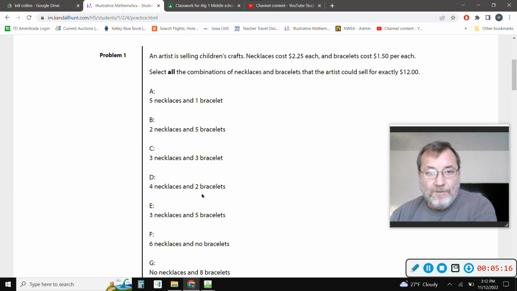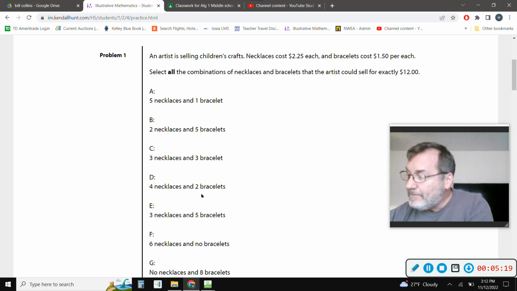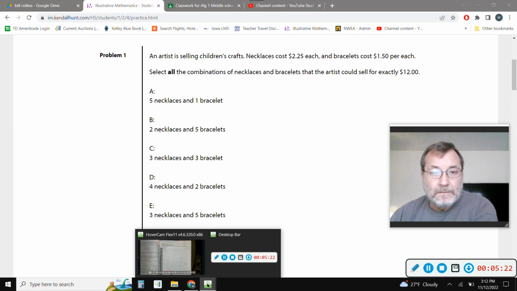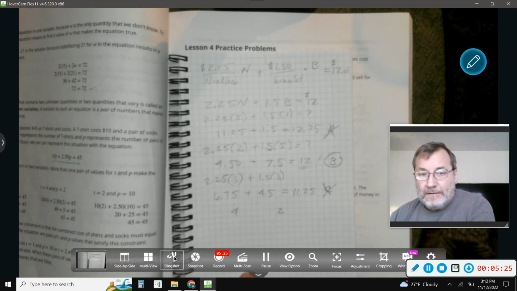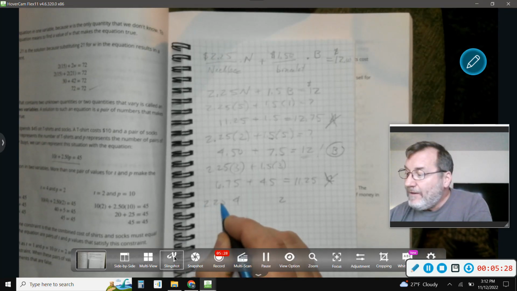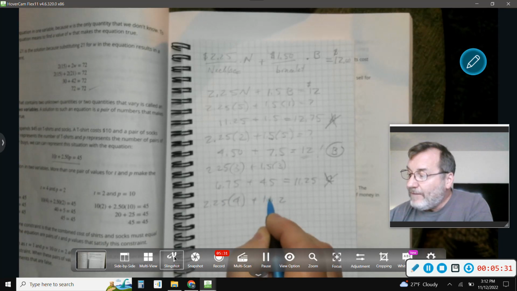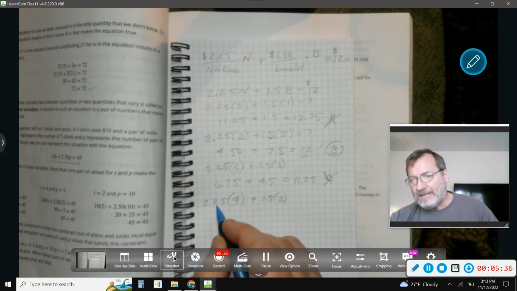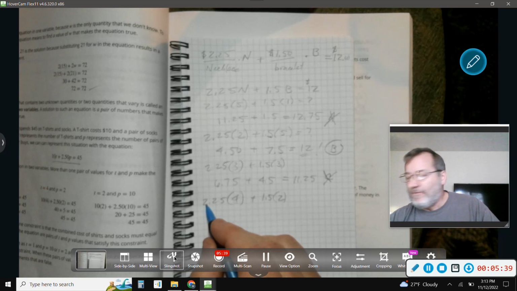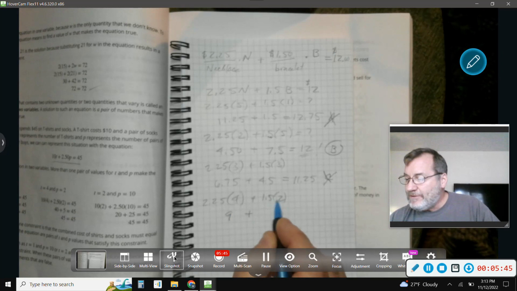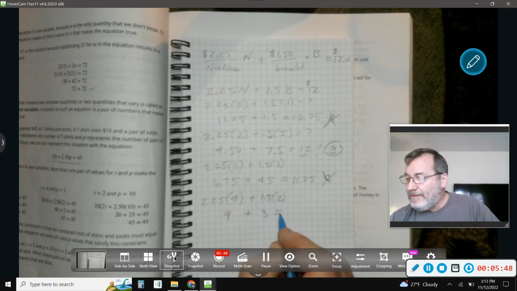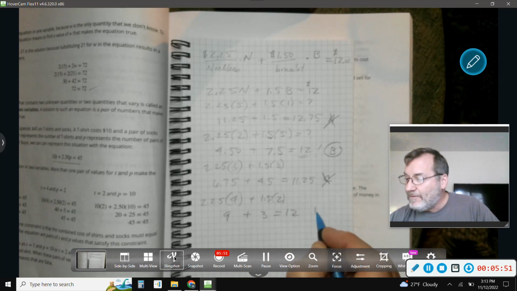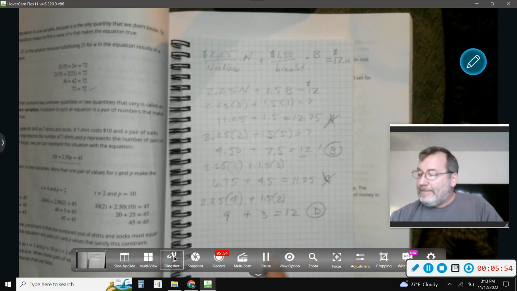Letter D. We've got 4 necklaces and 2 bracelets. So 4 and 2. And let's see. So we've got 2.25 times 4 plus 1.5 times 2. 4 times 4 and a quarter. Well, 4 times the quarters, that's $1. So 4 times 2 is 8. You add 1 and you get $9 there. Plus 2 times 1.5, well, that's a 3, and that does in fact equal 12. So D does work.